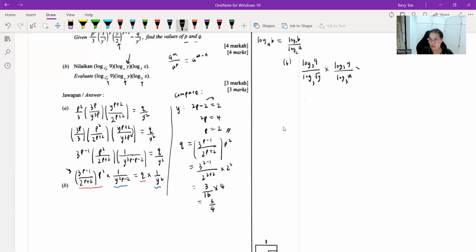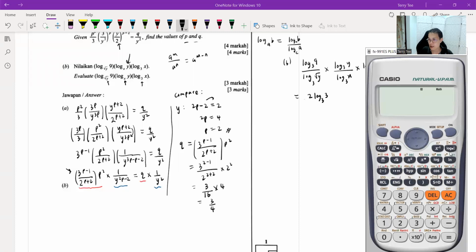Now, since the third term is already in log base 3, I'll just leave it as it is. Let's write log base 3 of x. Okay, next, what do I do with log base 3 of 9? Now, we know 9 is 3 to the power 2. So you can just write this as 2 straight away. You can actually evaluate using this calculator, log base 3 of 9. Can you see? It's just 2.